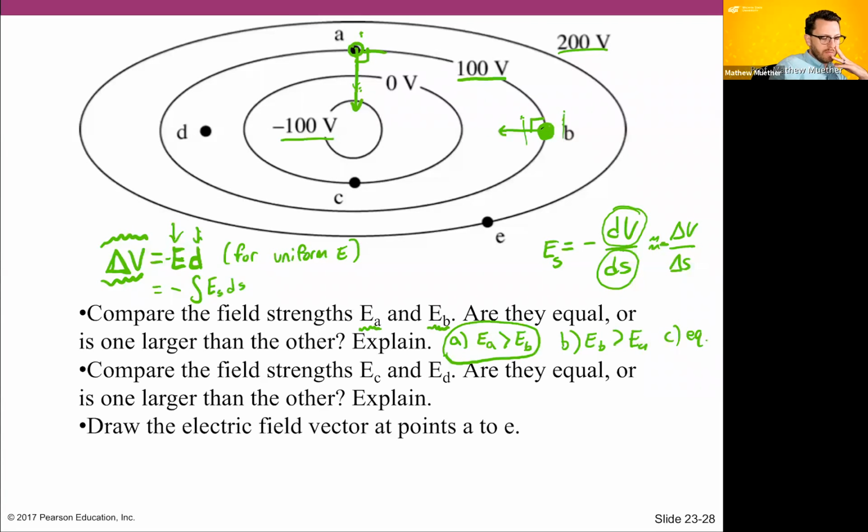Okay, so what about this one? Let's see if we can get this now. Now we're going to compare D to C. Let's see which one you think has the larger magnitude of electric field. E_D is bigger than E_C, or E_C bigger than E_D, or equal. Where is the magnitude of the electric field larger?